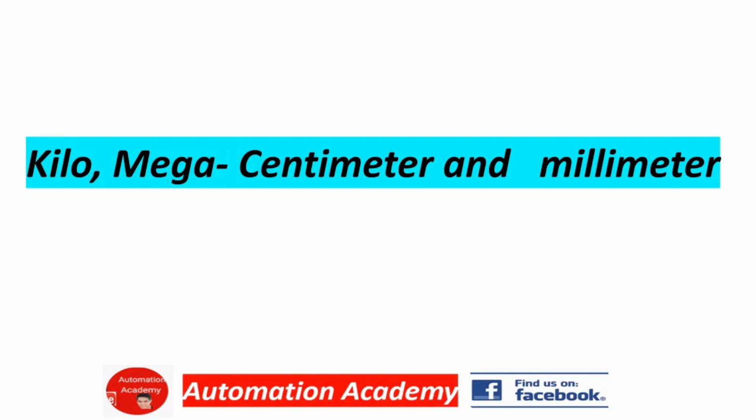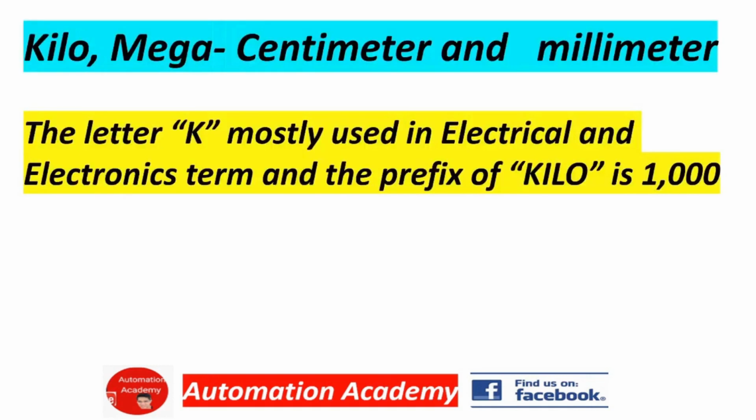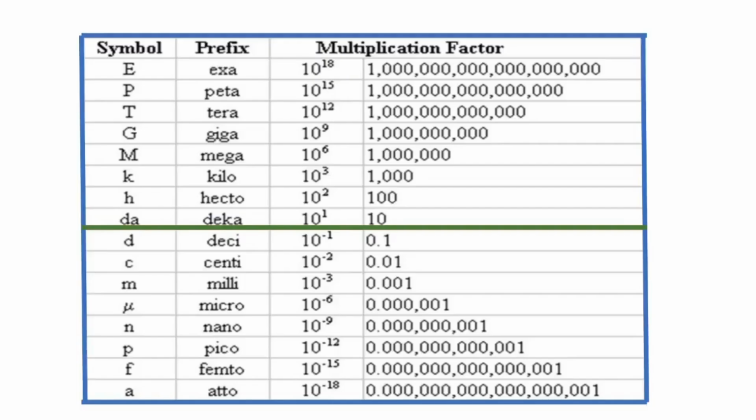Our next topic is kilo, mega, centimeter, and millimeter. The letter K is mostly used in electrical and electronics terms, and the prefix of kilo is 1000. We have here a sample of symbol, prefix, and multiplication factor. Example, E, exa, 10 to the 18th power. P, peta, 10 to the 15th power. T, tera, 10 to the 12th power. G, giga, 10 to the 9th power. M, mega, 10 to the 6th power. K, kilo, 10 to the 3rd power.